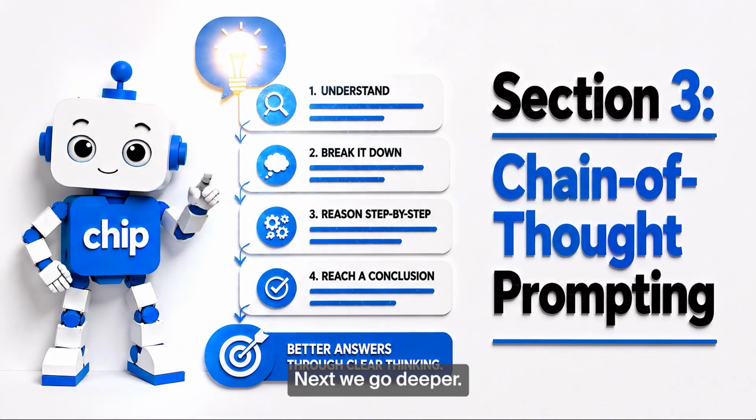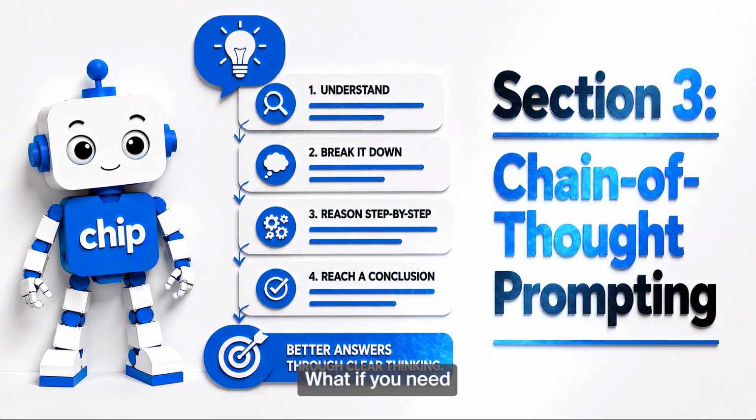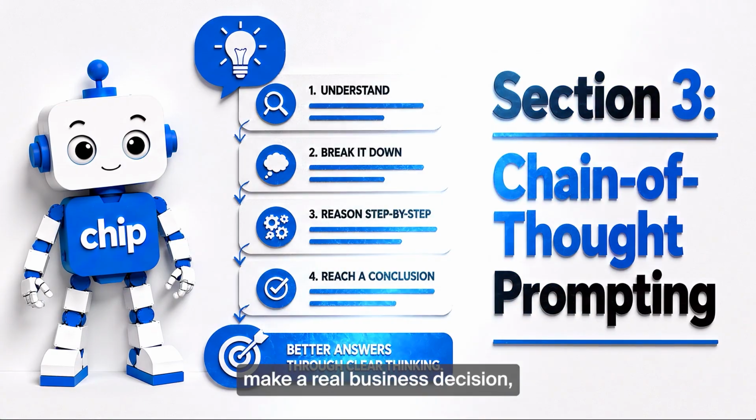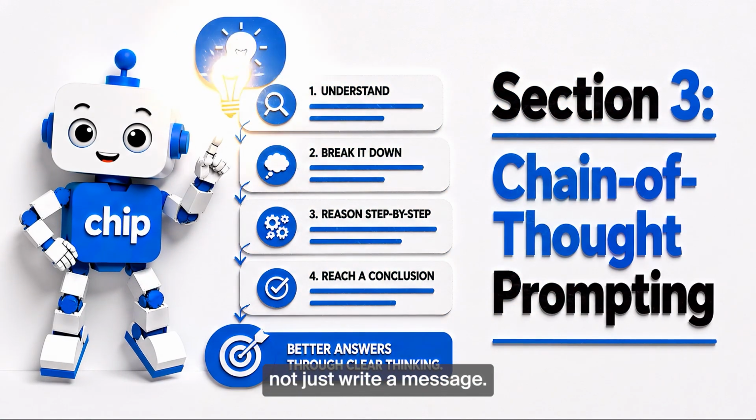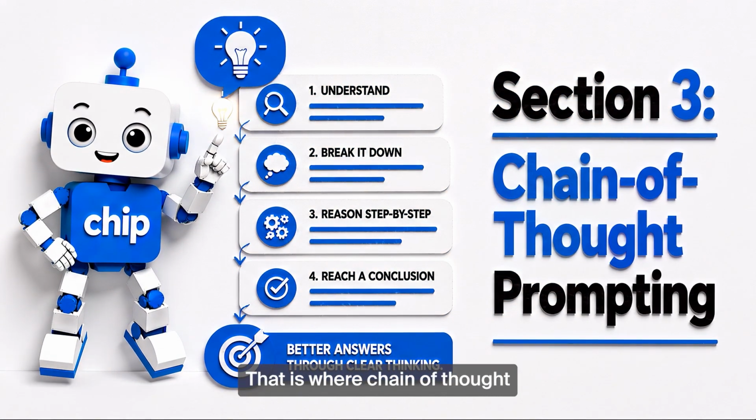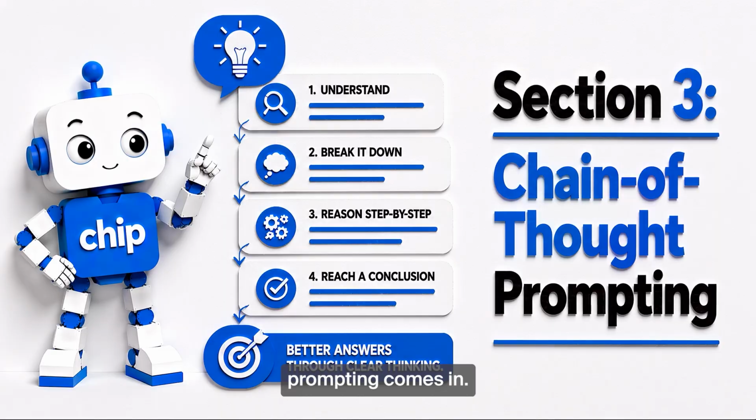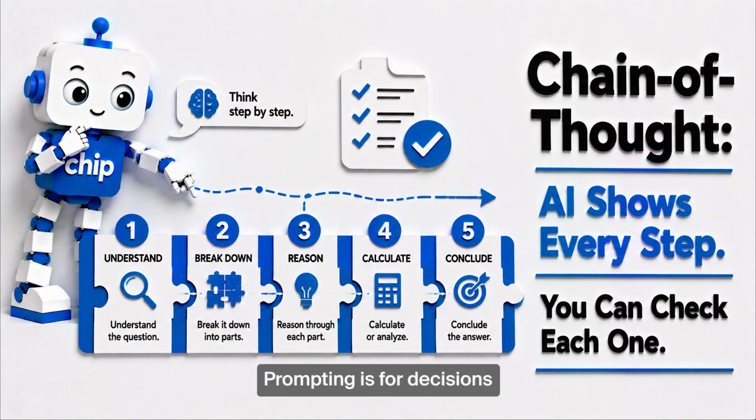Next, we go deeper. What if you need AI to help you make a real business decision, not just write a message? That is where chain of thought prompting comes in. Chain of thought prompting is for decisions. When you need AI to help you think through a business problem, not just produce a message, you need AI to show its reasoning, step by step.